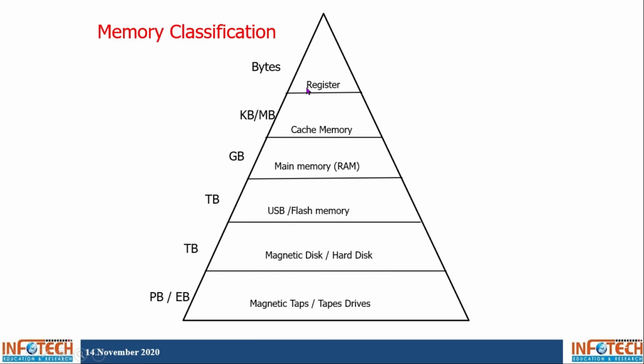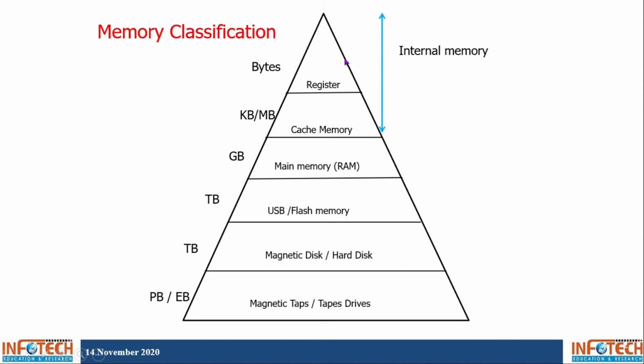You can see that the storage size is increasing as we go down. Register cost is more. The register costs more, but the magnetic disk is of low cost. This is because the access time of a magnetic disk is very long, approximately 100 milliseconds on average, whereas the register access time is much less.